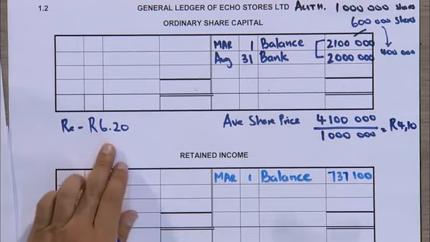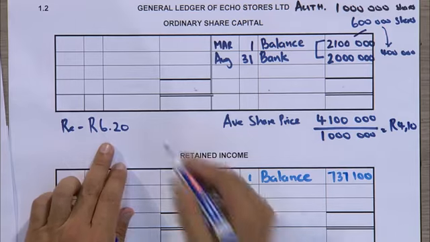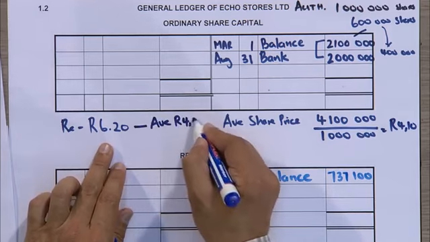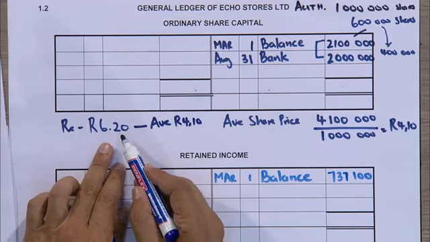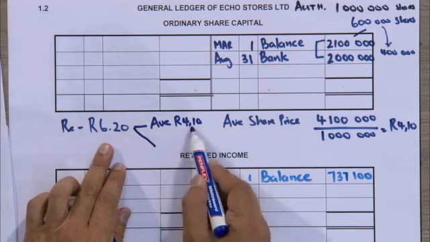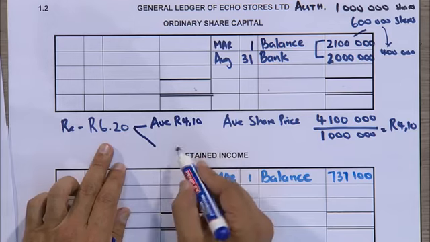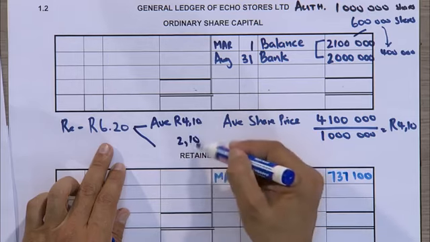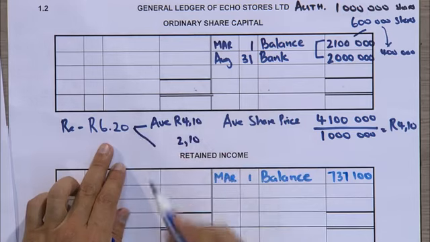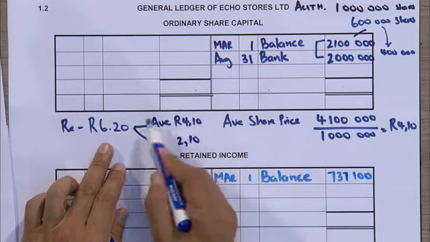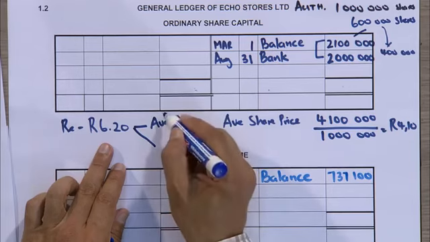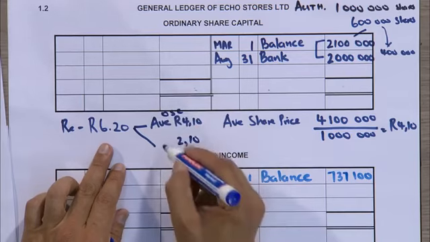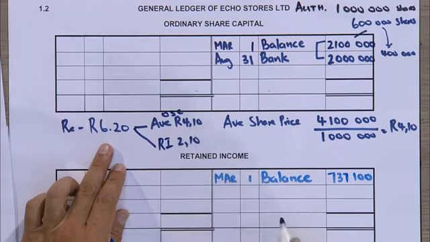Okay, but we're buying the shares back at 6.20 rand. But the average is 4.10. Okay, so that 6.20 has to be split between the average and the amount more than the average, which in this case is R2.10. Now together these two amounts must make up the R6.20. Okay? So the average, that goes to the capital. Okay? That goes to your ordinary share capital.